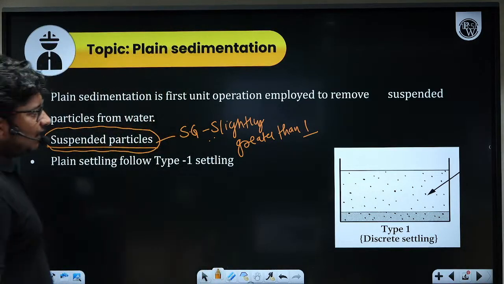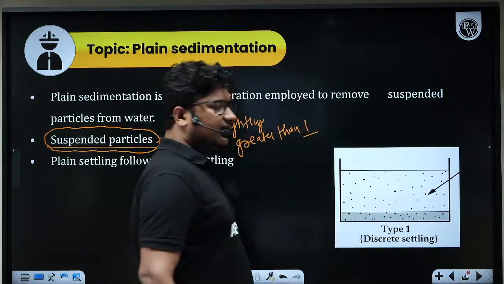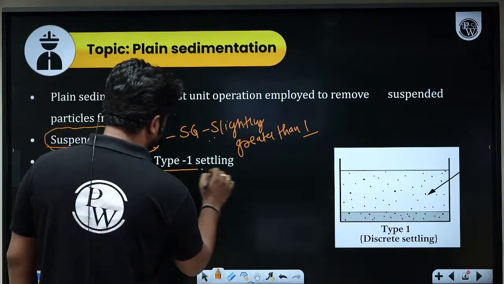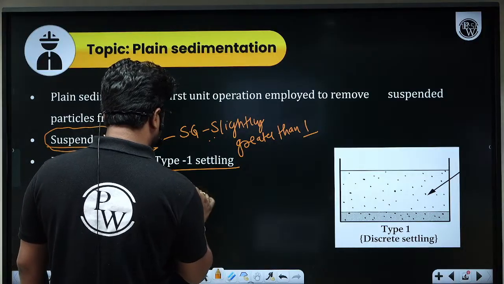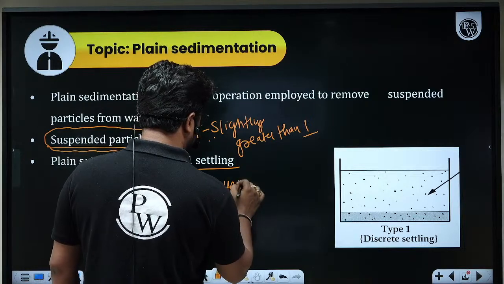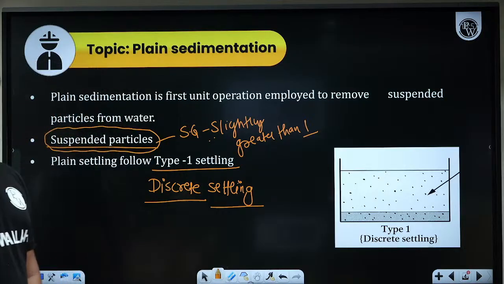Now here in this plain sedimentation tank, we are seeing type 1 settling. This type 1 settling is something we also call discrete settling.